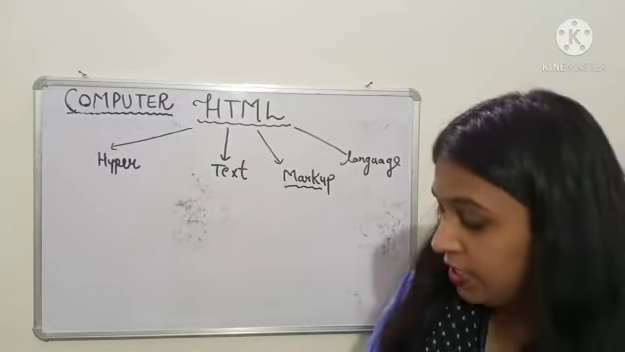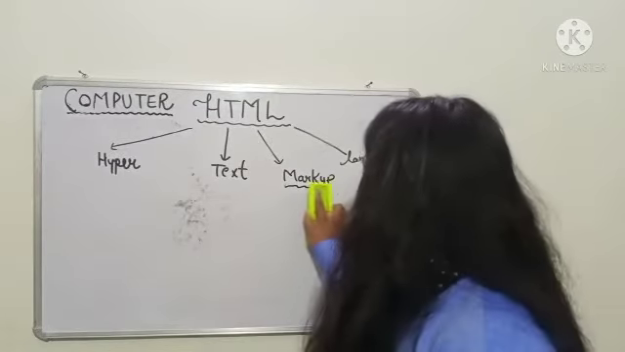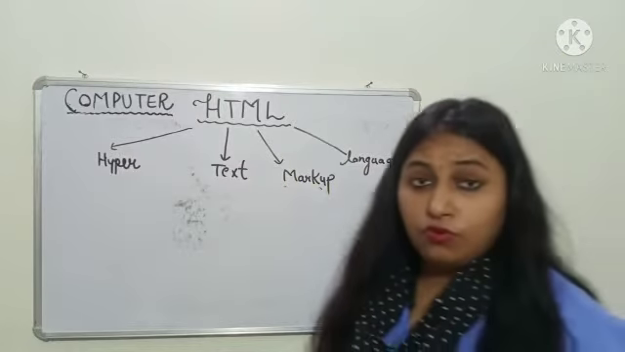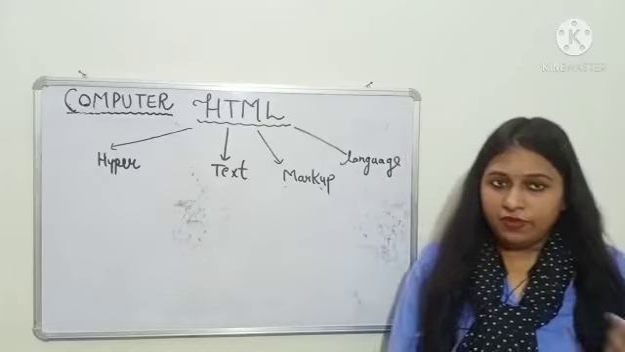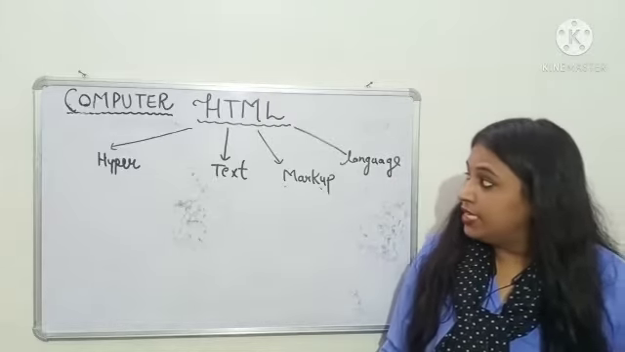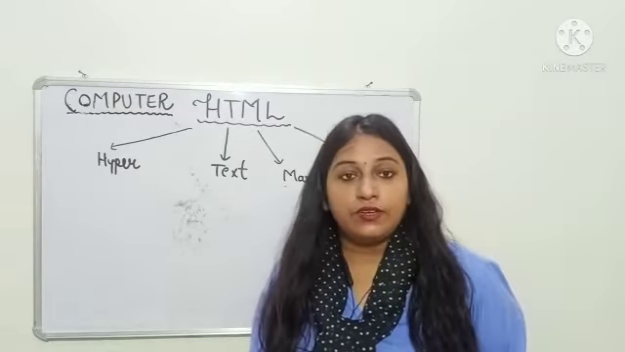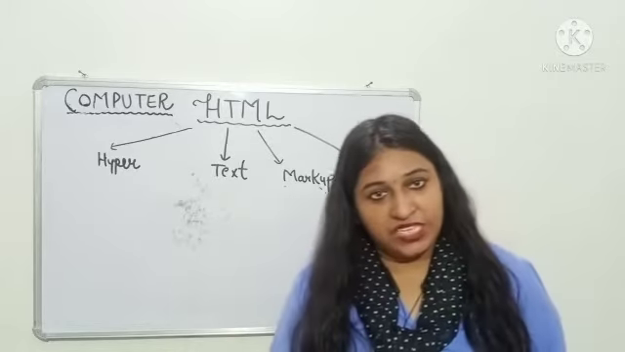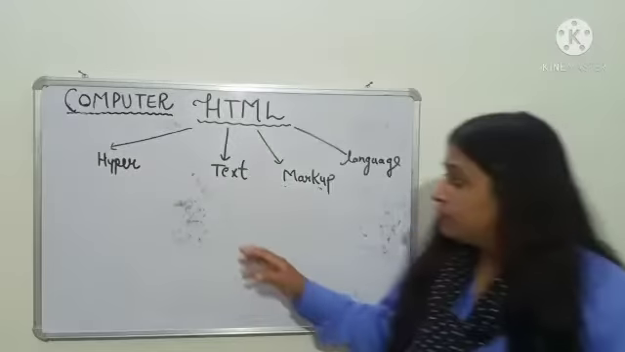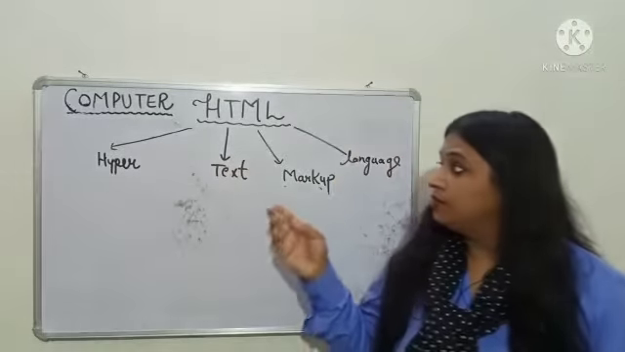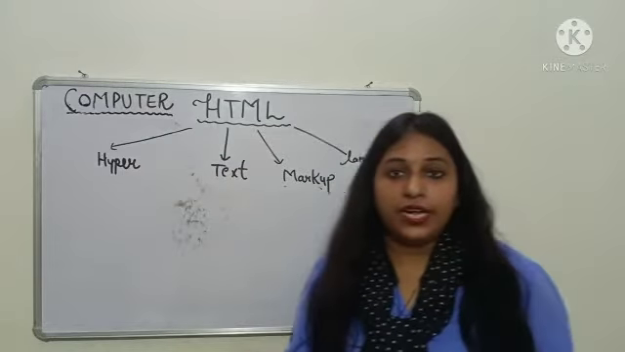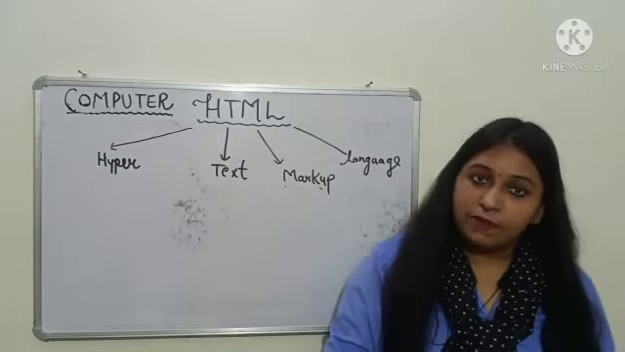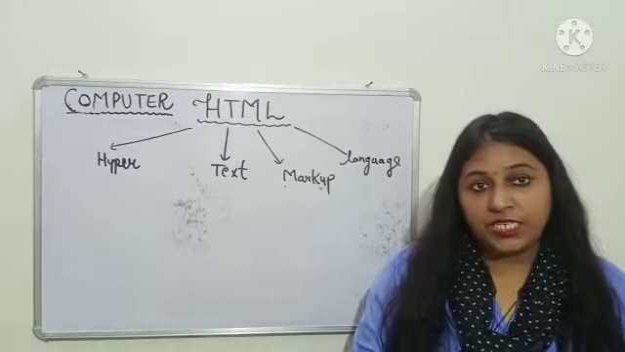Now the next question is, what is the use of HTML? Why do we use HTML? So basically HTML developers use HTML for creating websites and web pages, right? So this language is used for creating a website and web pages. So the question is, what is a website and what is a web page?